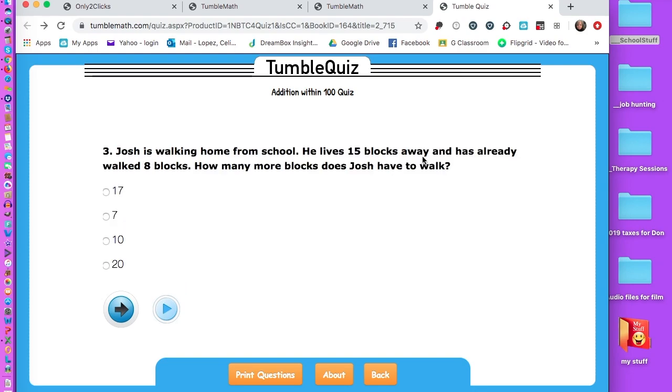Now, if you can't read this, it will read it for you. This little arrow here will read it for you. Josh is walking home from school. He lives 15 blocks away and has already walked 8 blocks. How many more blocks does Josh have to walk? 17, 7, 10, 20.